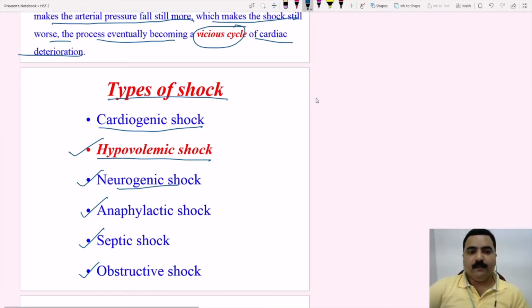One of the classical features of neurogenic shock, anaphylactic shock or septic shock, especially anaphylactic shock and septic shock, is that there will be too much blood in the periphery. So we call that condition warm shock. There is a lot of blood outside, but the problem is it is not able to meet the demand. That is why anaphylactic shock or septic shock is referred to as warm shock, whereas hypovolemic shock is classically referred to as cold shock. There is no sufficient volume of blood at all. The blood has been lost.